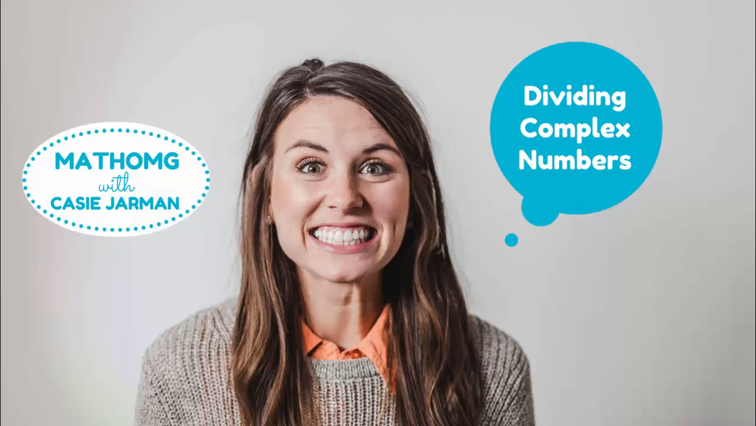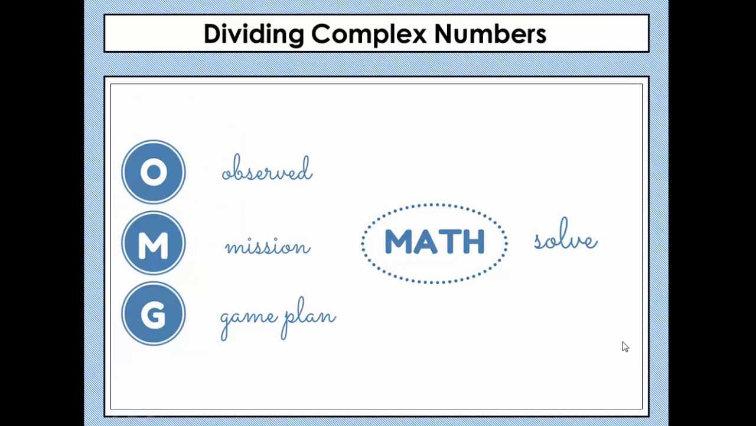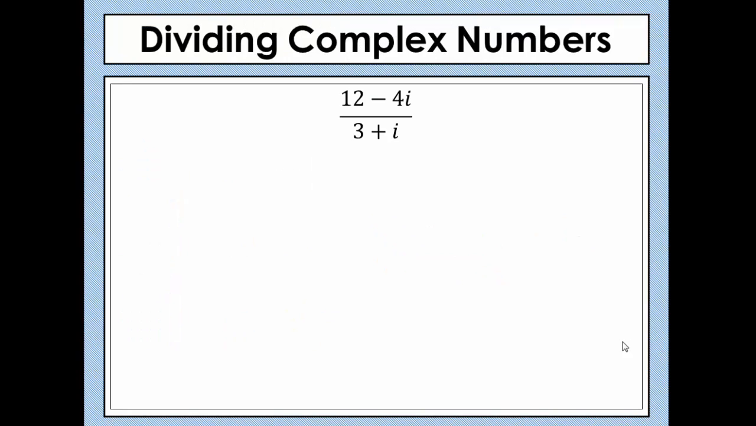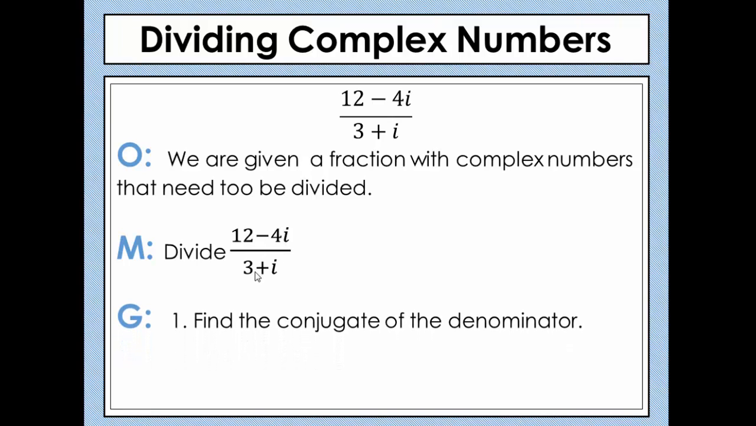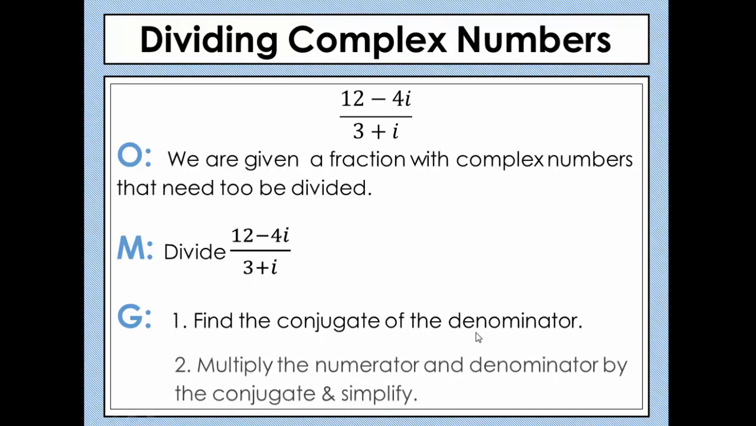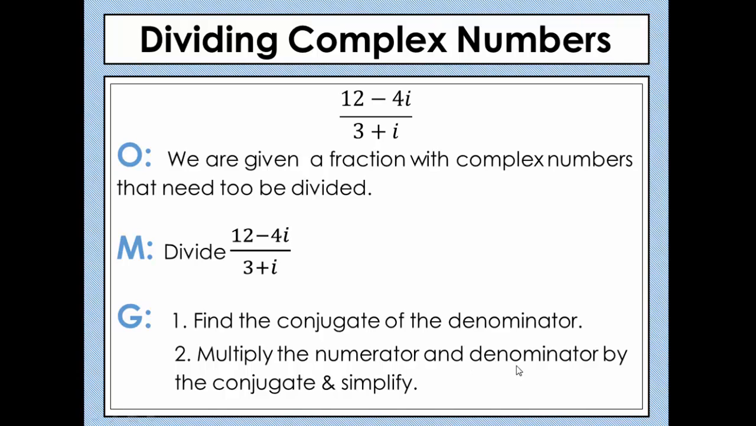Thanks for watching. Today we're going to be dividing complex numbers with OMGmath. When we're dividing complex numbers, the first thing we observe is that we're given a fraction with complex numbers on the top and the bottom. Our mission is to divide these two expressions, so divide the top by the bottom. And our game plan, the first thing we're going to do is find the conjugate of the denominator, and then we're going to multiply the numerator and the denominator by the conjugate and simplify.